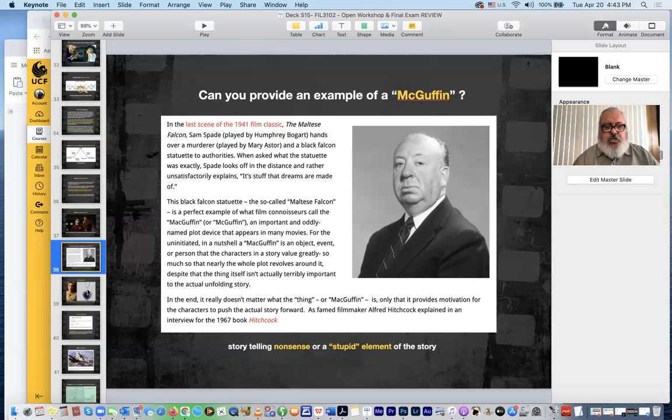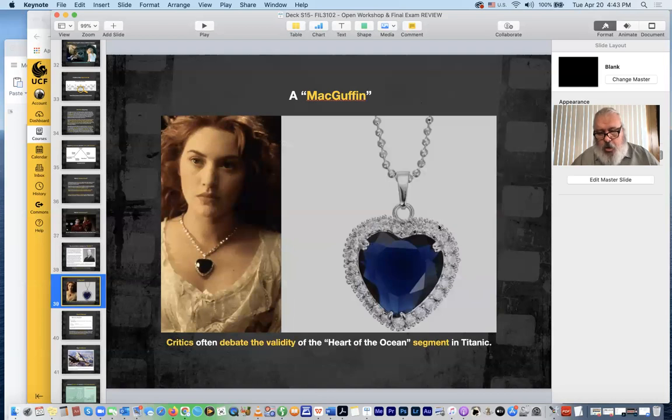And I chose as an example the Heart of the Ocean diamond that is portrayed in the film Titanic. And the idea that Titanic is a movie that consists of two entwined storylines. One of them is a love story that is hypothetical. The other is a truer version of events surrounding the actual HMS Titanic and the sinking of that luxury cruise liner in 1919, I think it was.